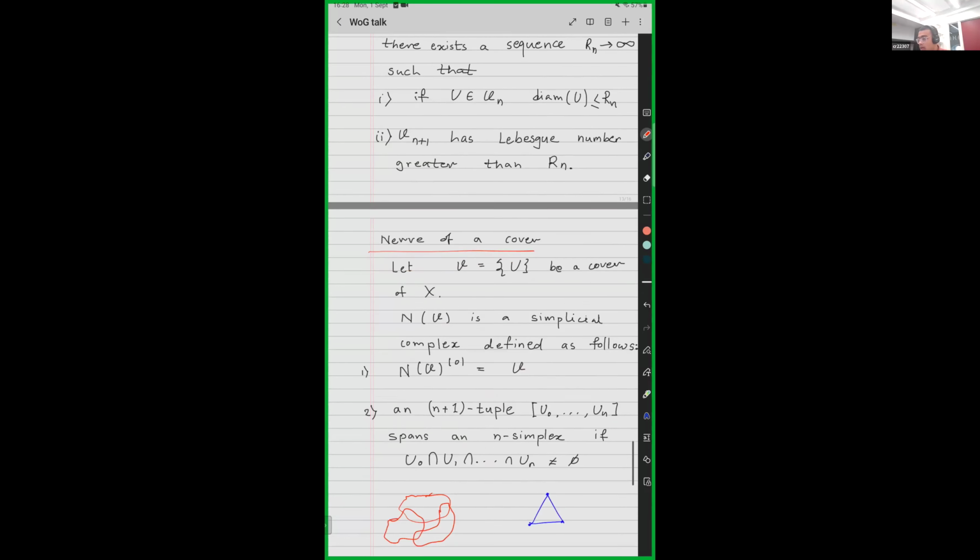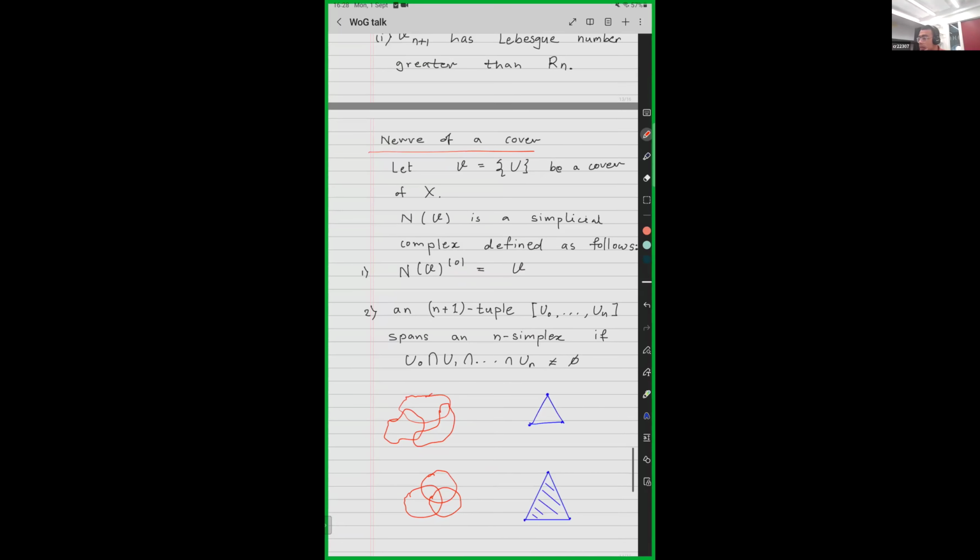Right. So now I'm going to introduce nerves. Given a cover, you can associate a simplicial complex to that cover by taking the zero skeleton of this simplicial complex to just be the cover, and then an n+1 tuple of sets in this cover spans an n simplex if and only if the n+1 fold intersection of all of them is non-trivial, right?